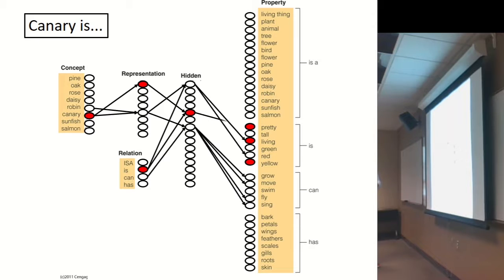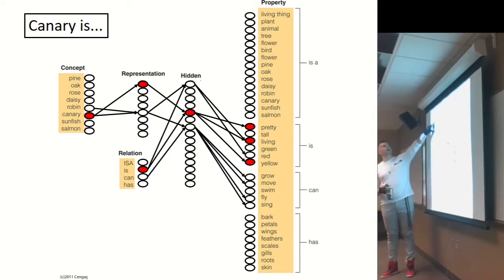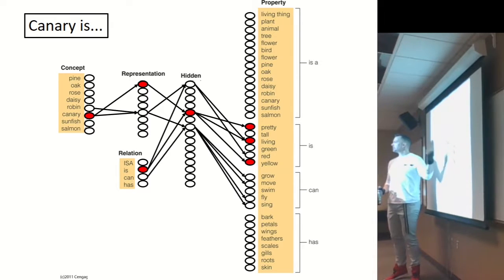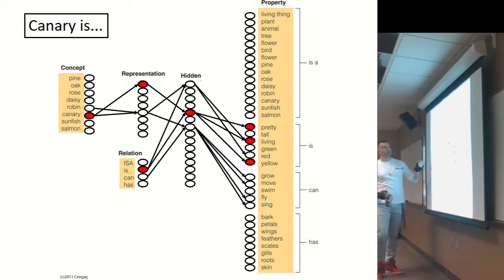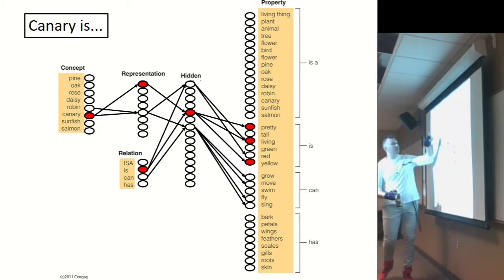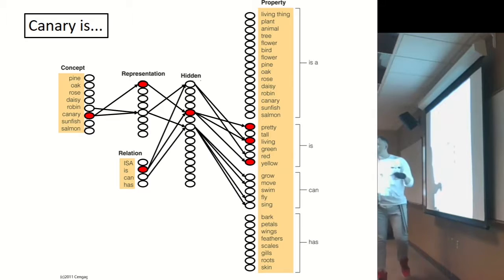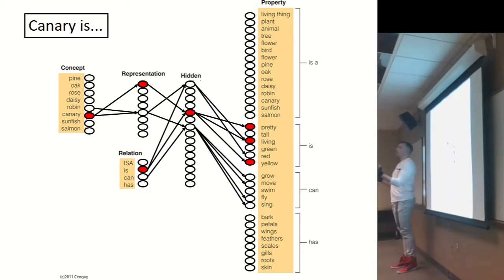So your knowledge is not represented in a single place. There is nowhere that you really have "canary is" stored. It's spread across this connectionist network. So if you were to say, well, where is "canary is living" exactly stored? It's not stored anywhere in particular. It's stored as an activation pattern across this entire network.